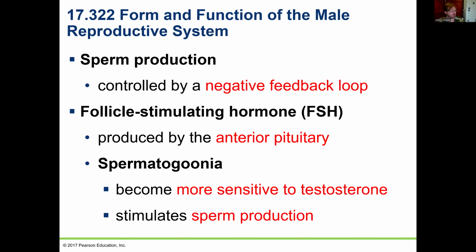So when follicle stimulating hormone is being released, the spermatogonia are going to get more and more sensitive to testosterone, and that in turn is going to stimulate sperm production.